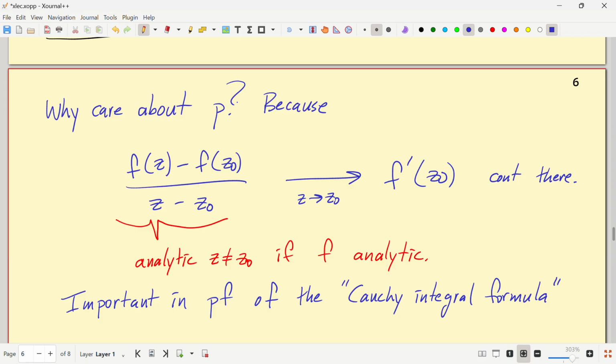Although we may not need it, it doesn't matter if we have just one such P. Yeah, you could have a finite number. This is why we only care about one of them, because we can do it in this case. But yeah, there could be finitely many.